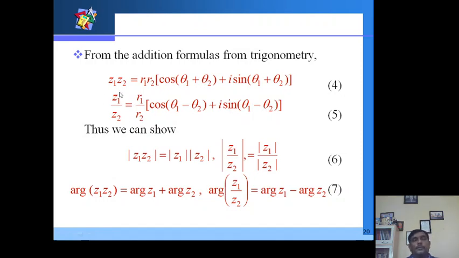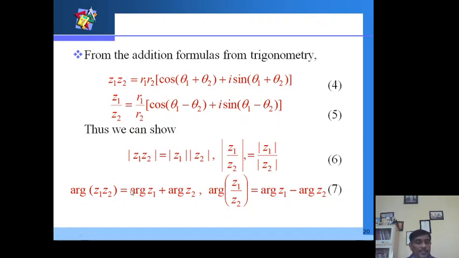the division of two complex numbers is also in the form of complex, because r1 by r2 is another r3, because it is also a real number, and this is also a function. Thus we can also show that mod z1 z2 is mod z1 into mod z2, and mod of z1 by z2 is equal to mod z1 by mod z2. The properties of modulus also hold good in the polar form.